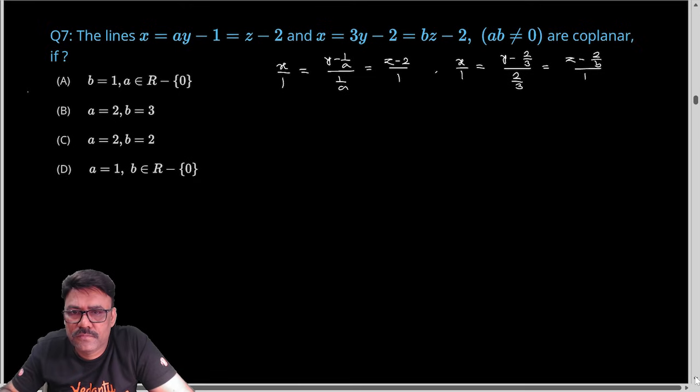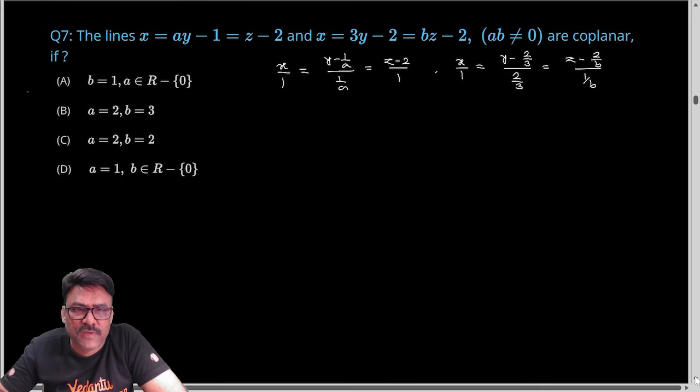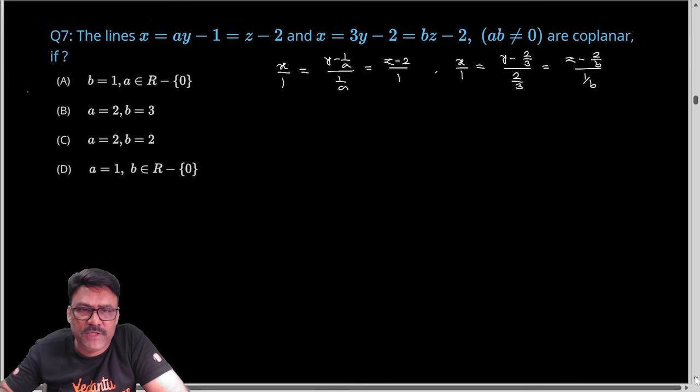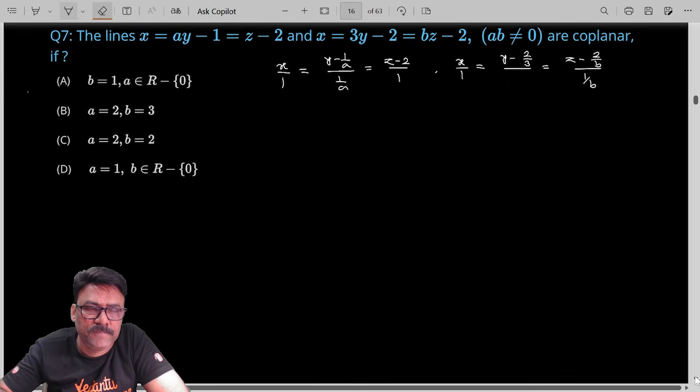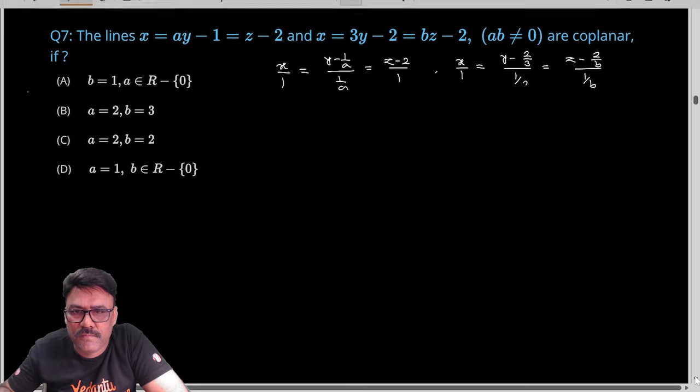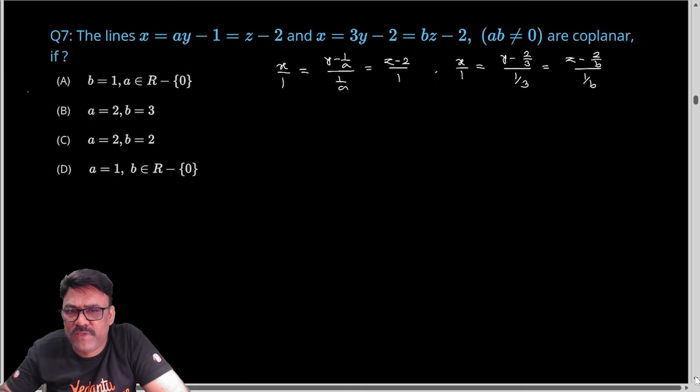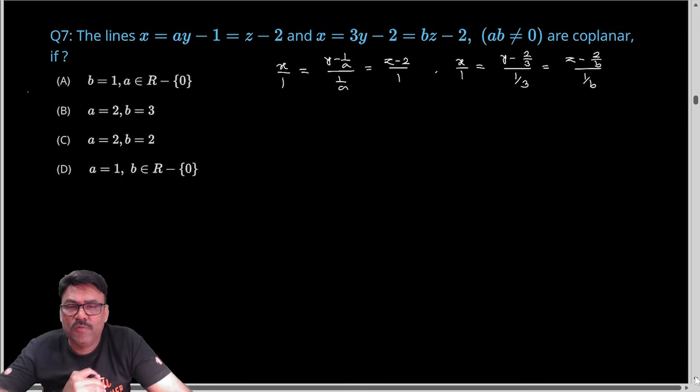Let me repeat it once again. The first line is x over 1. Here if I divide both numerator and denominator by a, the y minus 1 over a, z minus 2 over 1. Here x by 1. Here I am dividing by 3, my bad. It is 1 by 3 here. Dividing by 3. So y minus 2 by 3 over 1 by 3, dividing by b, z minus 2 by b. Now since these lines are coplanar, so just use the coplanar condition.